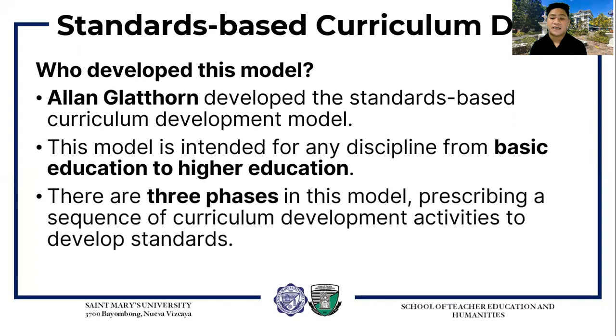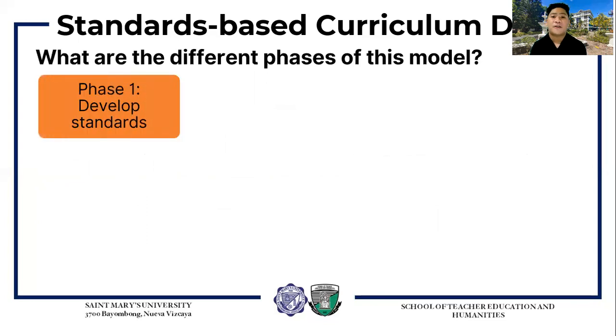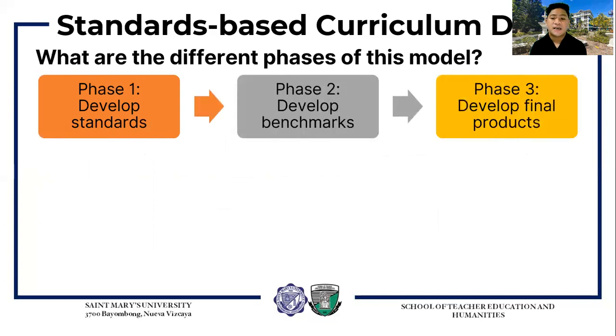There are 3 phases in this model, prescribing a sequence of curriculum development activities to develop standards. Again, the focus of this model is on developing standards. The three phases in this model focus on how standards can be generated or created and further developed. So what are the different phases of this model? The model starts with phase one, development of standards. And then we have phase two, development of benchmarks. And phase three, development of final products.